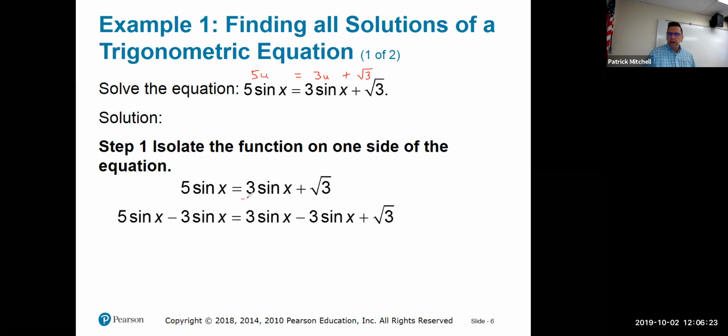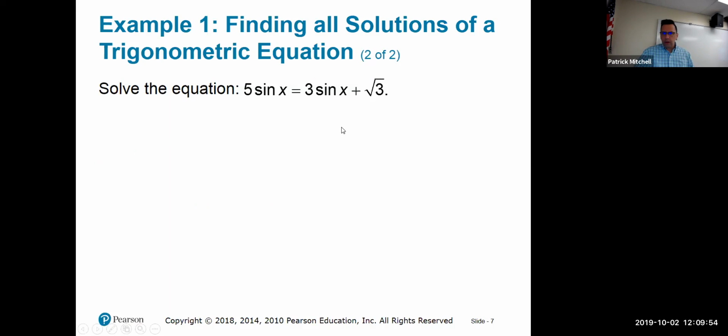See what they did there? The way that I would normally write it is to just sneak a 3 sine x underneath each side. What that gives me is 2 sine x equals the square root of 3. Now the only thing standing in the way of sine x being by itself is that 2, so I will divide both sides by 2. That gives me sine x equals square root of 3 over 2.